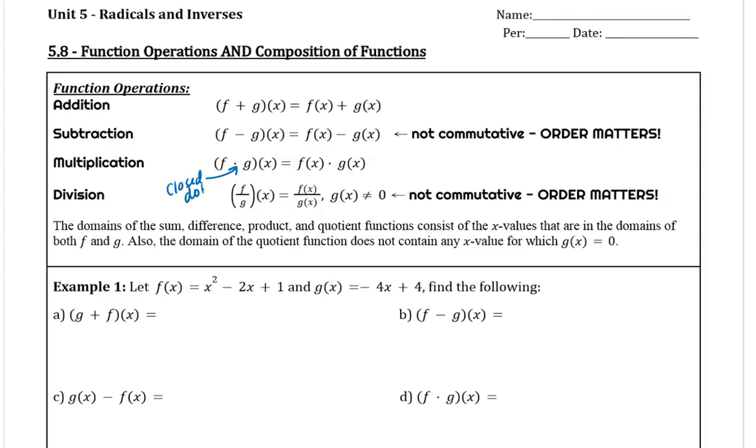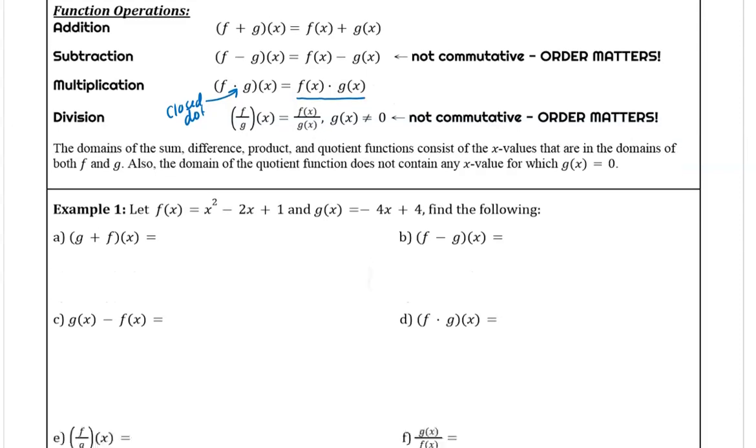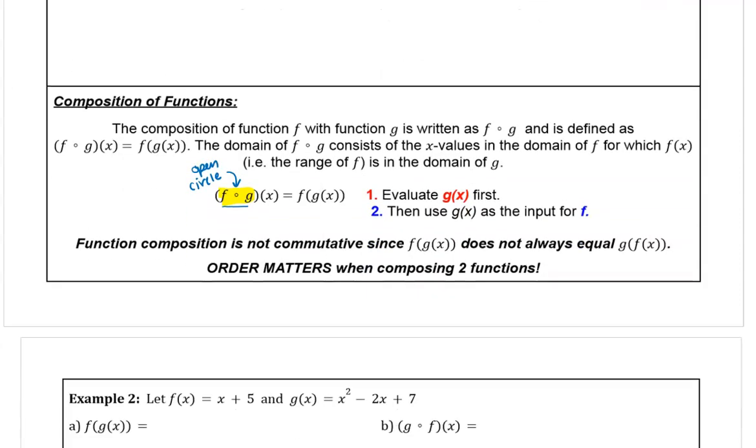If it's a closed dot, that would imply multiplication, where you just multiply the F terms with the G terms. But if it's an open circle like this, which looks like the word fog, that actually means something different. That means we take the G of X expression, whatever that is, and it gets plugged into the F expression. So it means F with G of X plugged in place of X.